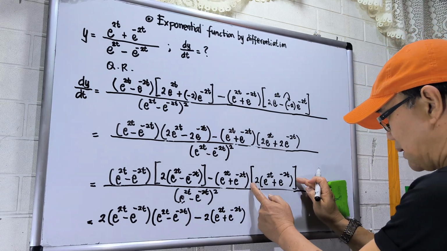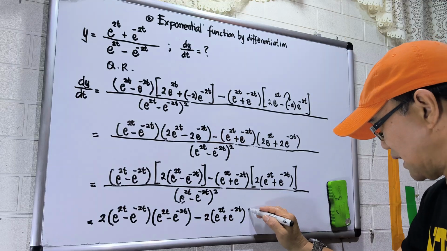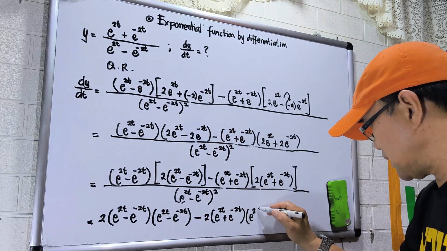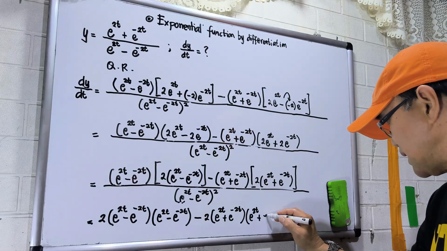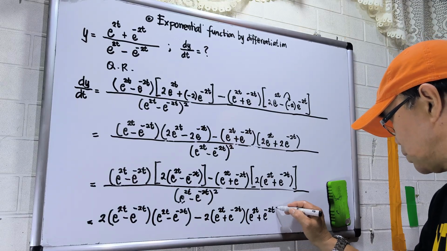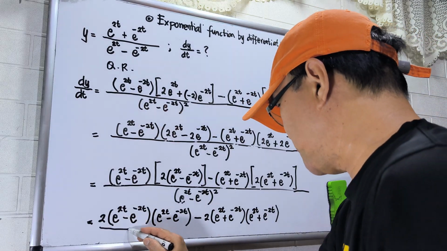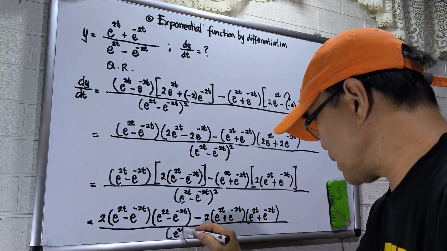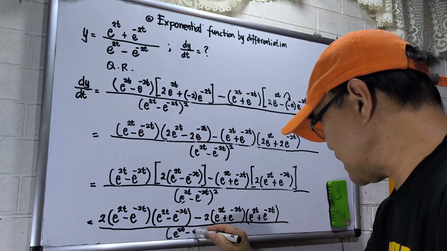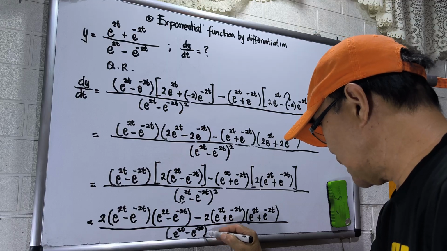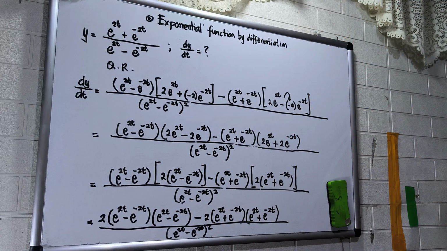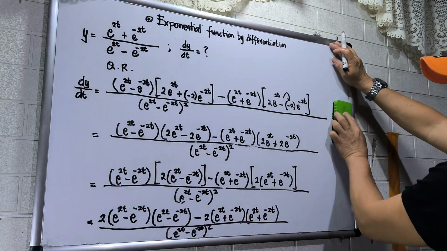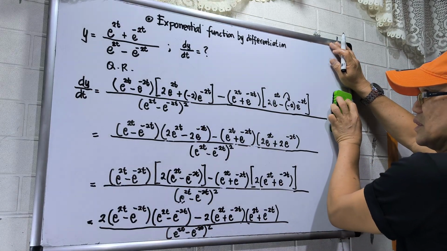Then I will remove the square brackets. So this will be e to the 2t plus e raised to the negative 2t, and then this will be over (e raised to the 2t minus e raised to the negative 2t), then this will be squared. Okay, then I will multiply this one and then simplify. Allow me to erase this part.